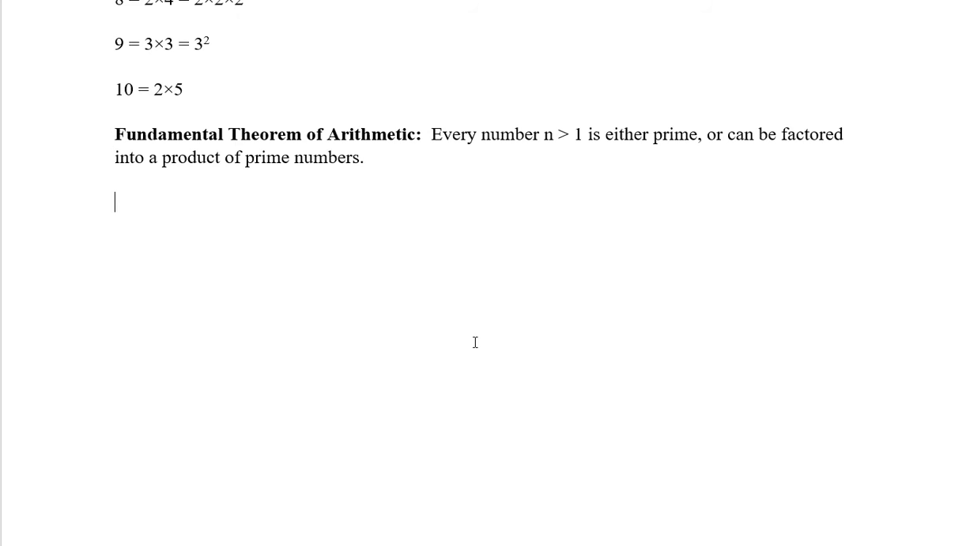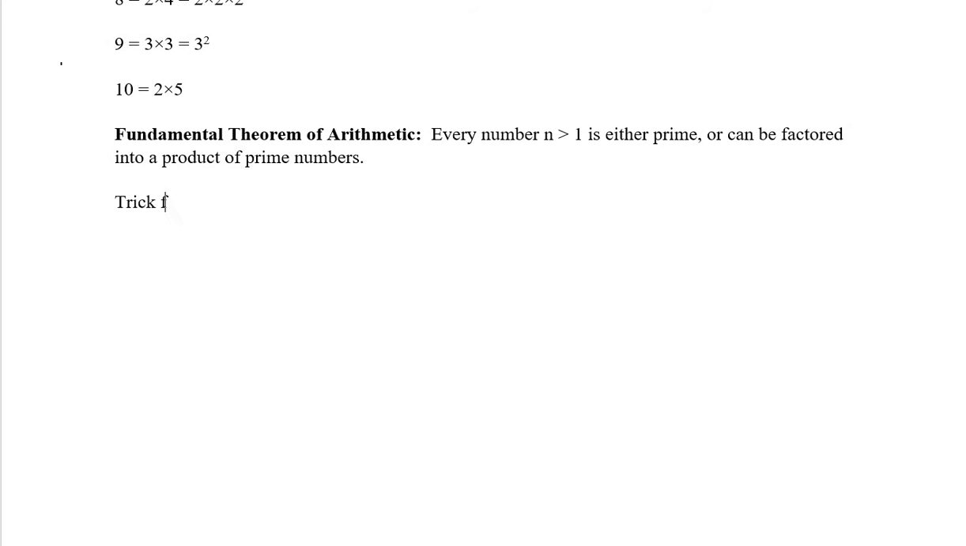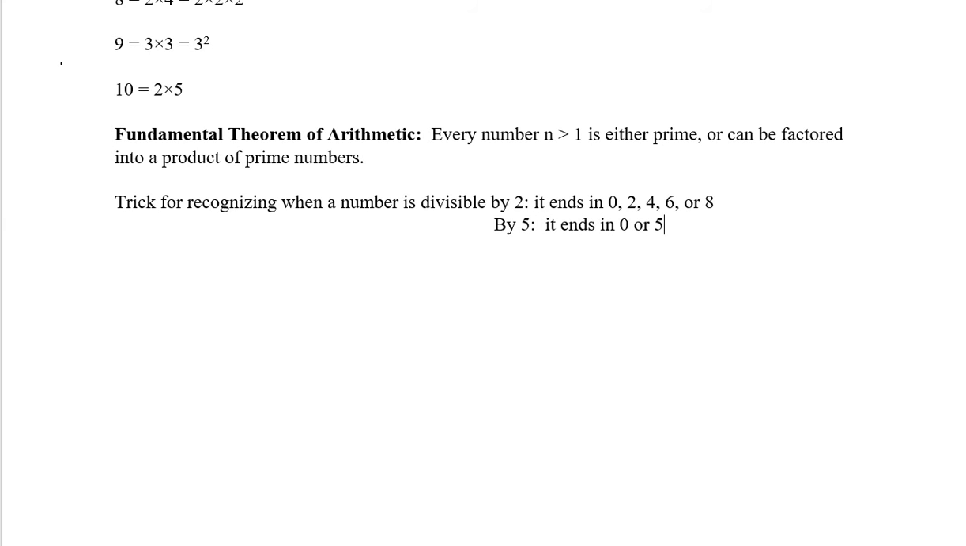There are some tricks for knowing how to factor something. The trick for recognizing when a number is divisible, that means able to be divided evenly, by 2, is that it ends in a 0, 2, 4, 6, or 8. We only need to look at the last digit. When a number is divisible by 5, it ends in 0 or 5.